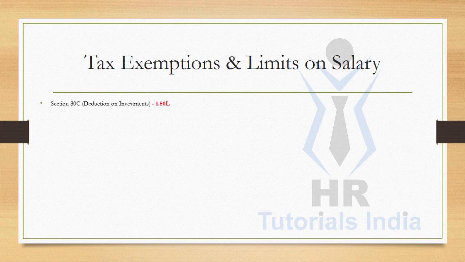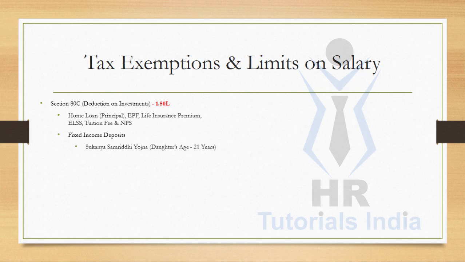Section 80C, deduction on investments. The limitation is 1,50,000 per annum, which includes home loan principal, ETF, life insurance premium, ELSS, tuition fee, and NPS. It also includes fixed income deposits, which consist of Sukanya Samriddhi Yojana until the daughter's age reaches 21 years, PF and VPF, Public Provident Fund and Voluntary Provident Fund, with a period of 15 years, Post Office Deposit and National Savings Certificate. These are the investments or the exemptions under Section 80C.